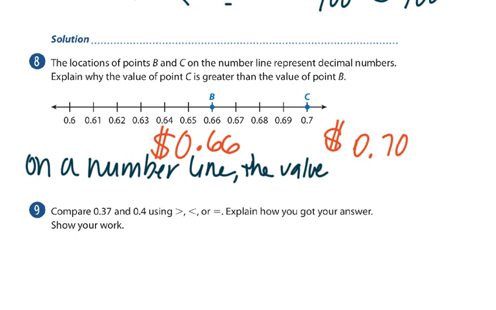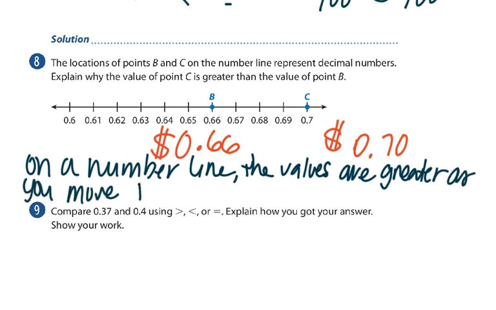So the value of 0.70 can be explained as, on a number line, the values are greater as you move to the right. That's all we needed to write. Let's go to 9.